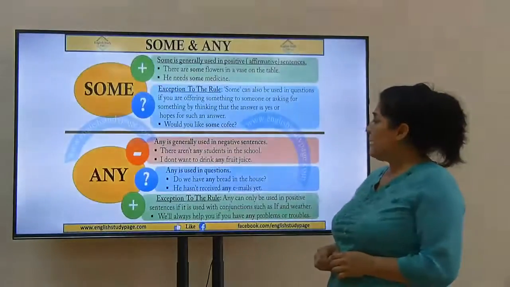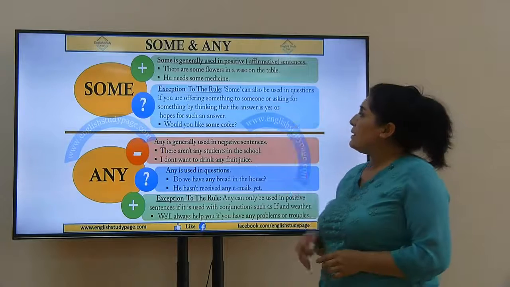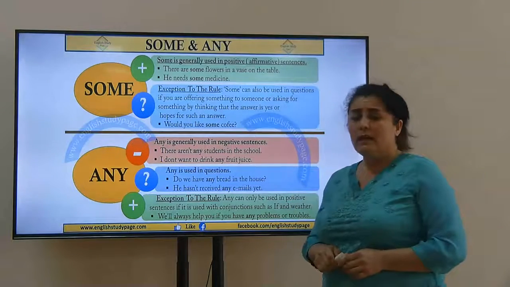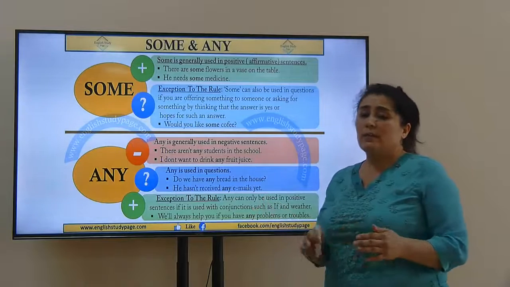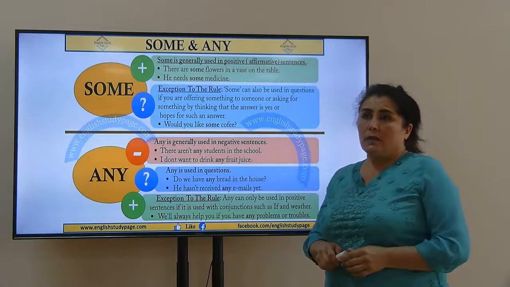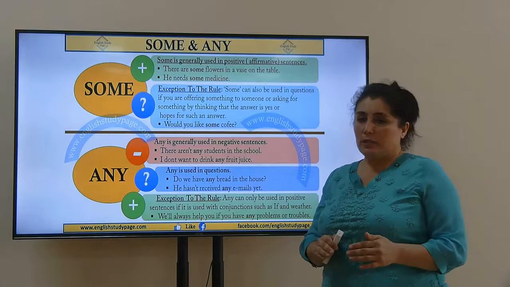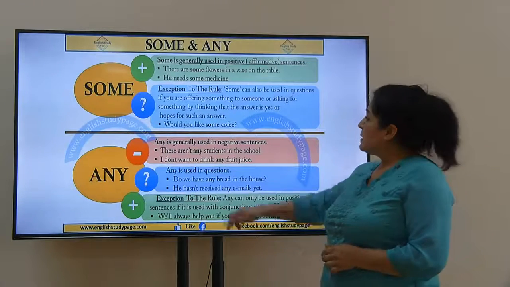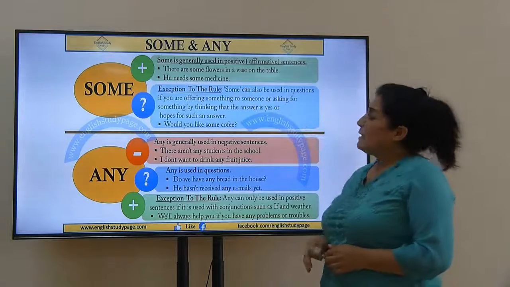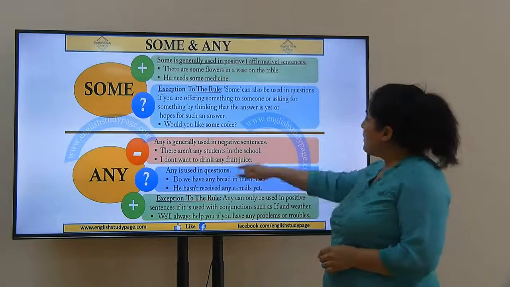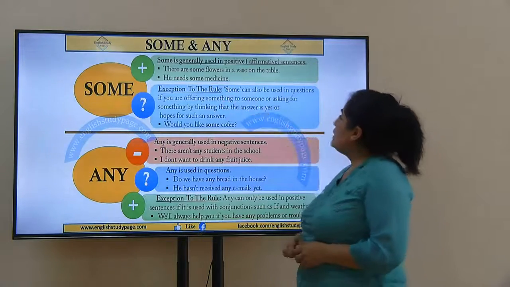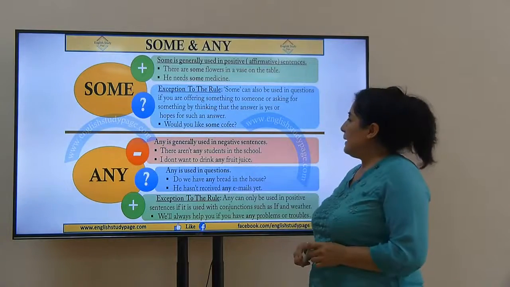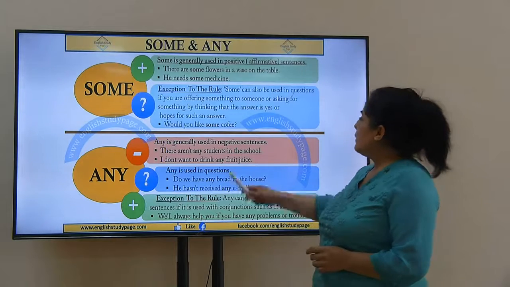Now pay attention to our grammar topic, some and any. What are they? Some and any are indefinite pronouns. They are used in the same position, but there are some differences between them. Some is generally used in positive sentences. For example, there are some flowers in the vase on the table. He needed some medicine. But there is an exception to the rule.